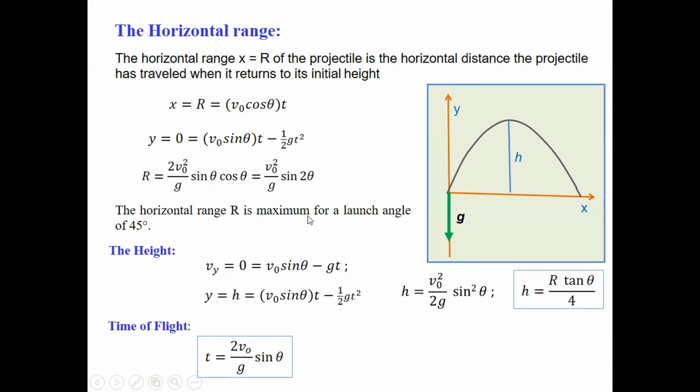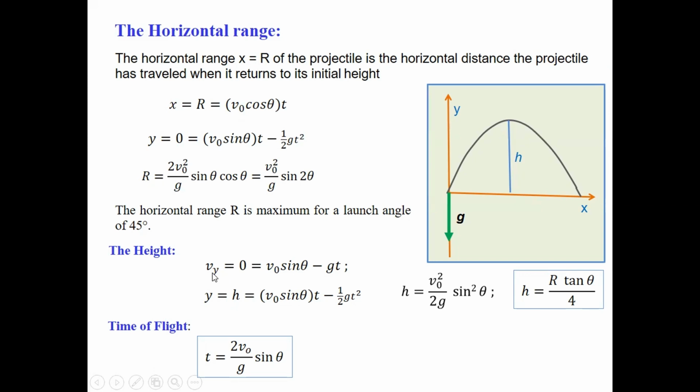The horizontal range will become maximum when sine of 2 theta is 1. Sine of 2 theta becomes 1 when 2 theta is equal to pi by 2. So theta will be pi by 4, which is equal to 45 degrees. So when theta is 45 degrees, 2 theta is 90 degrees, and the range becomes maximum. The height is another issue, which is the vertical distance when it reaches the maximum position.